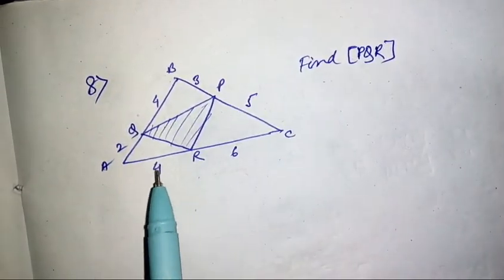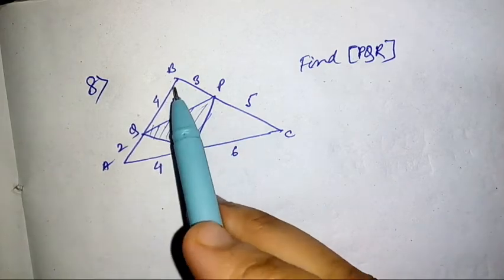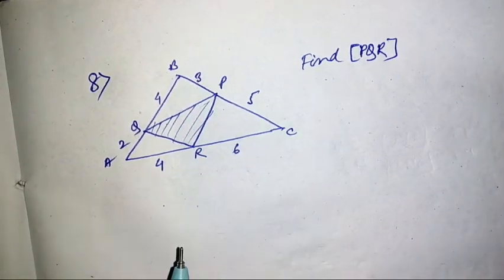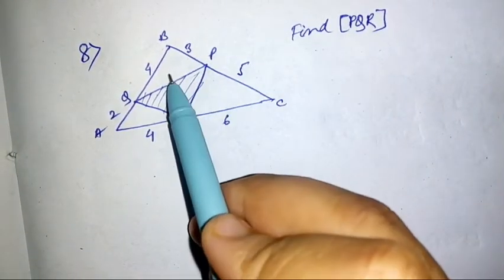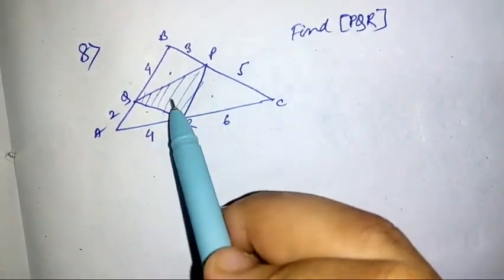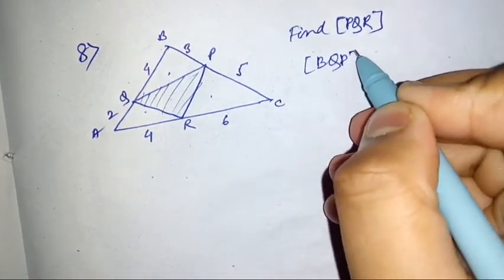Now let me tell some more questions. In this question also, we cannot directly calculate the area of PQR. We have to do it by subtracting from the whole triangle ABC. First of all, we can see directly what we have to subtract. We have to subtract the areas of these triangles from the entire triangle to get PQR. So we first calculate the area of triangle BQP.